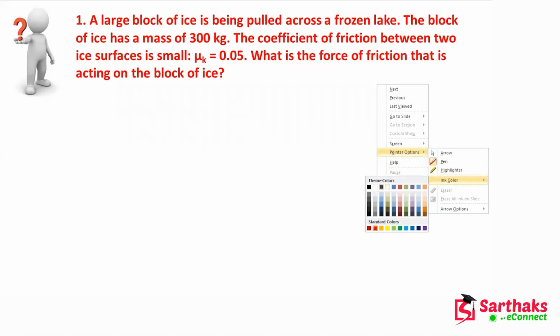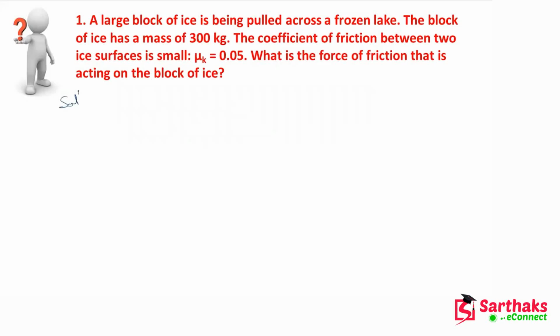Okay. So here, as I have told, always I am telling one thing: what are the given data? First you write down all this. Here it has been given that mass is 300 kg. Mu k, that is the coefficient of friction, is 0.05. So we have to find out what? The force.